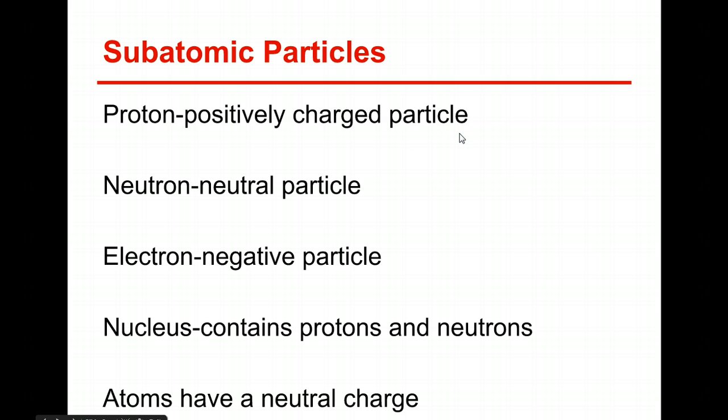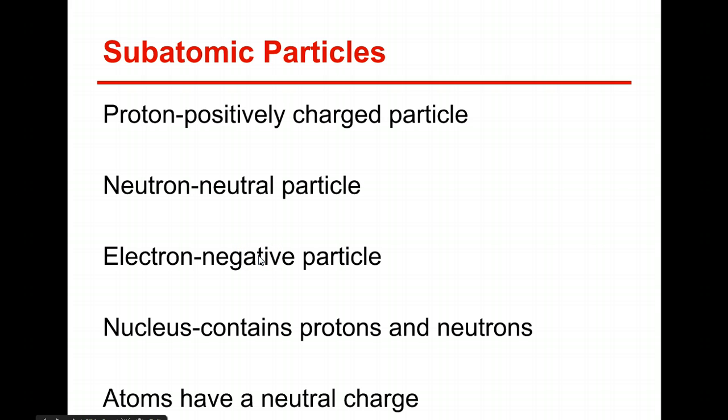So let's start with smaller than the atom, subatomic particles. Remember, sub means below, so below an atom or smaller than an atom, subatomic particles. You guys know a proton is positively charged. It is located in the nucleus. Neutrons are neutrally charged, which means they have no charge, and those are also located in the nucleus. Your proton and neutron put together contain the majority of the mass of your atom.